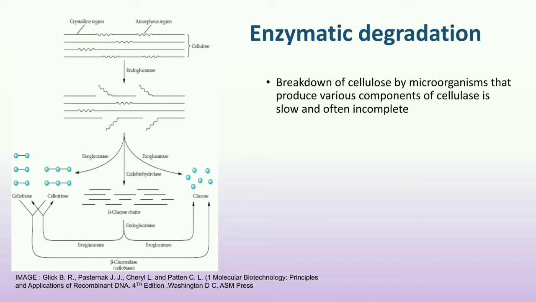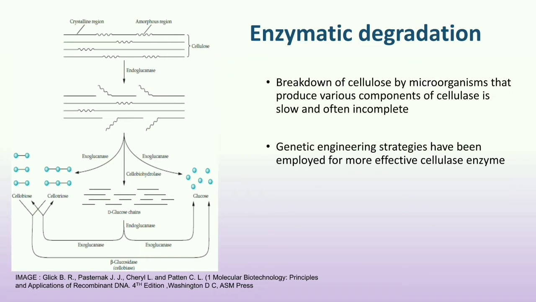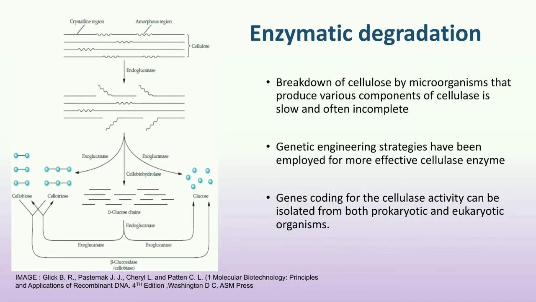The breakdown of cellulose by microorganisms that produce various components of cellulase is very often quite slow and mostly incomplete. So genetic engineering strategies have been adapted for obtaining more effective cellulase enzyme. For this purpose, genes coding for individual enzymatic functions of cellulase activity have been isolated from both prokaryotic and eukaryotic organisms.